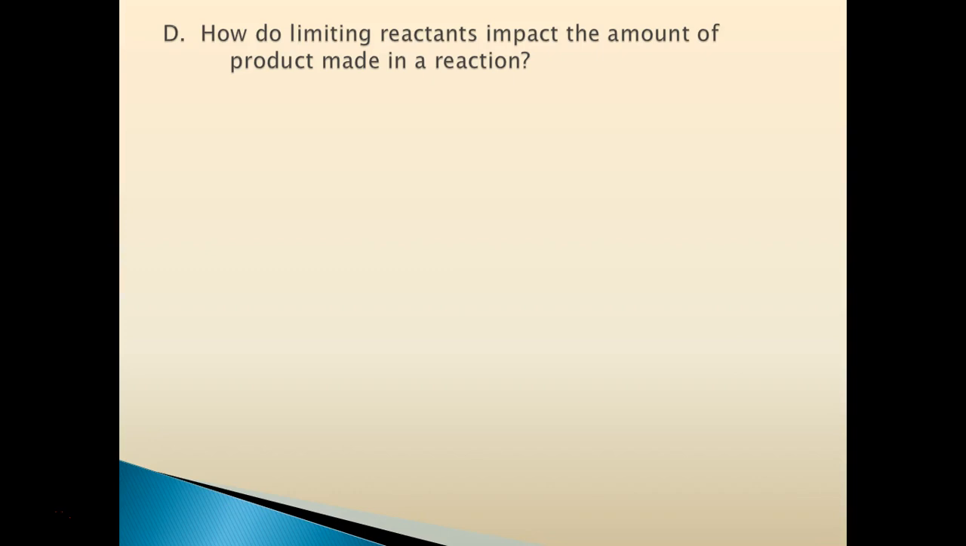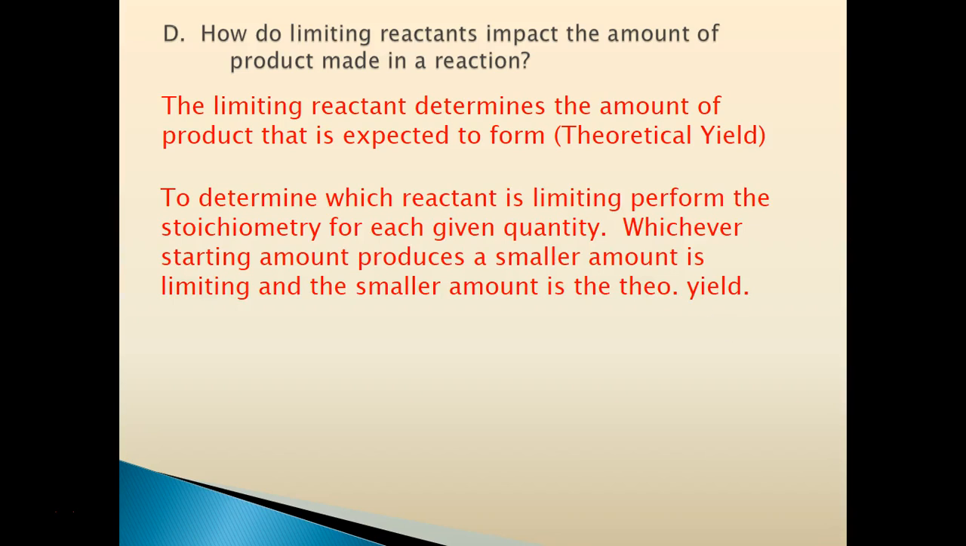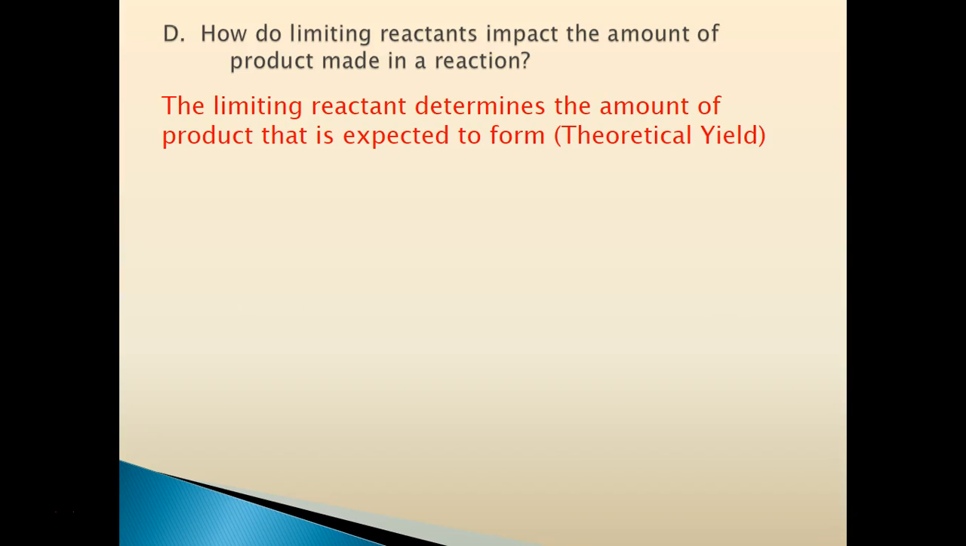All right, so how do limiting reactants impact the amount of product made in a reaction? The limiting reactant will actually determine how much product you're expected to form, and we call that the theoretical yield. The reason that the limiting reactant determines the amount is because once the limiting reactant is gone, all products stop being produced.